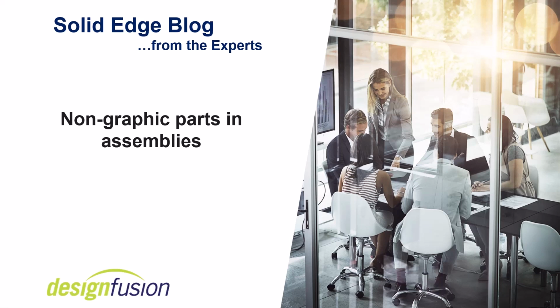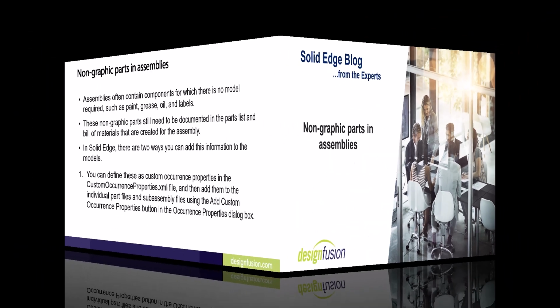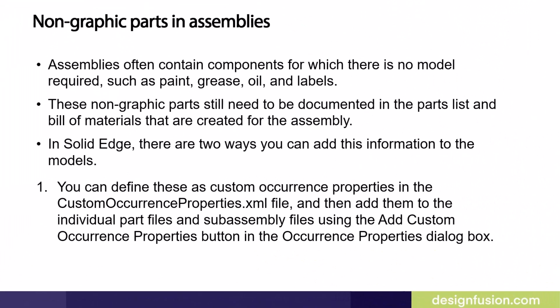In this release, we're going to show you how to create and place non-graphic parts in assemblies. Assemblies often contain components for which there is no model required, such as paint, grease, oil, and labels. However, these non-graphic parts still need to be documented in the parts list and bill of materials that are created for the assembly. In Solid Edge, there are two ways you can add this information to the models.